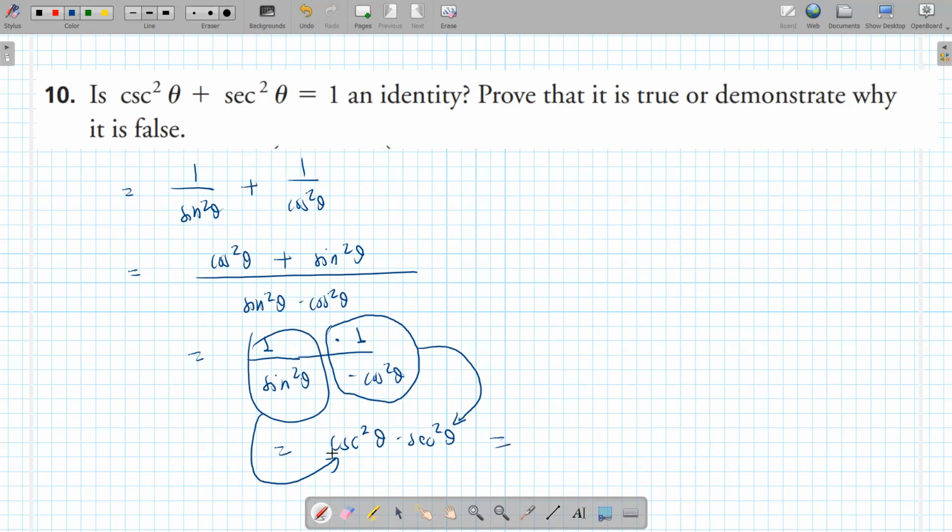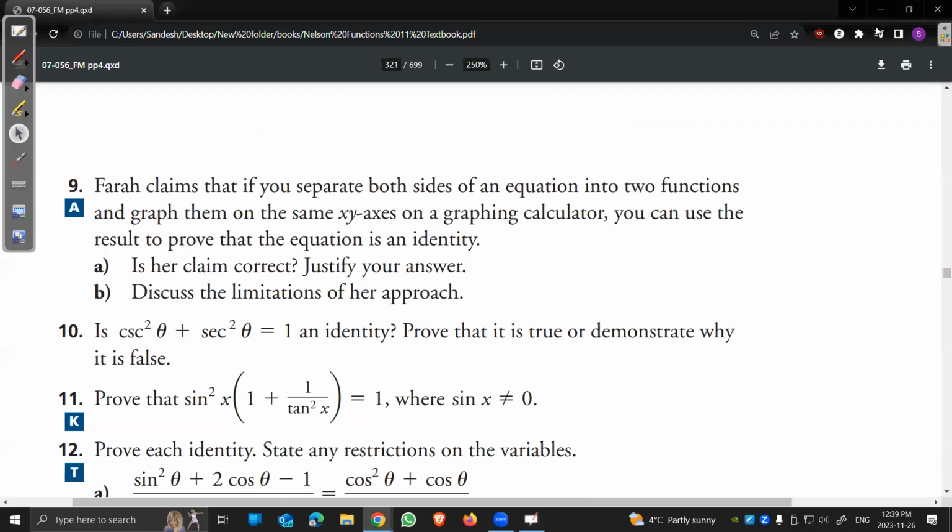Now, does that look like this is a 1? No, right? This is not a 1. There's nothing we can do with this. So no, this is not correct. It is not equal to 1. That's how you can show something as true or false.